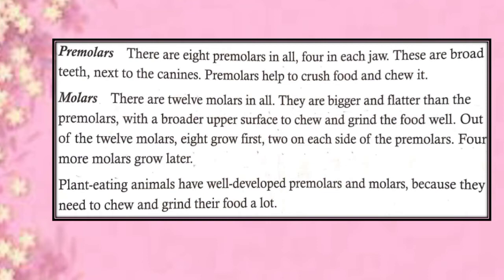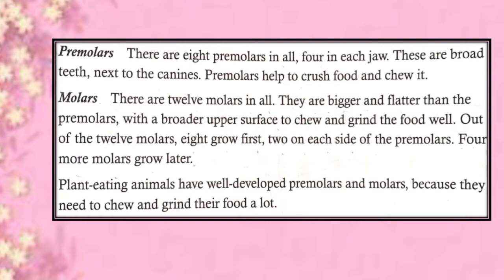Now after premolar, the 4th type of teeth is molars. There are 12 molars in all. They are bigger and flatter than the premolars, with a broader upper surface to chew and grind the food well. Out of the 12 molars, 8 grow first, 2 on each side of the premolar. 4 more molars grow later.